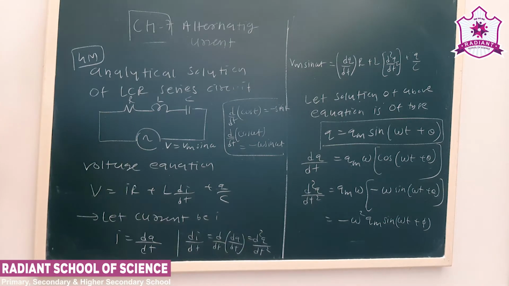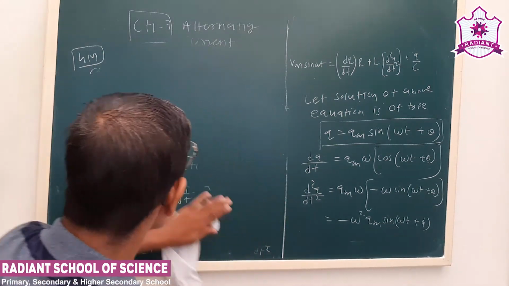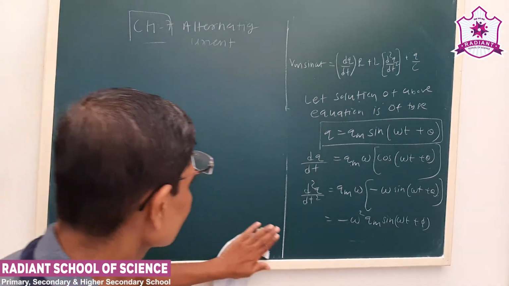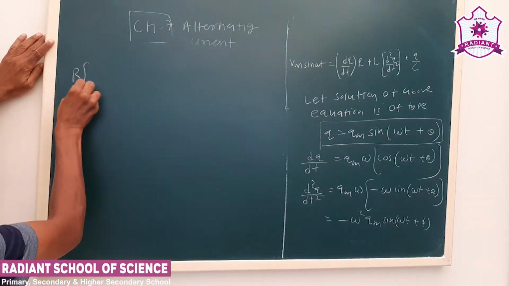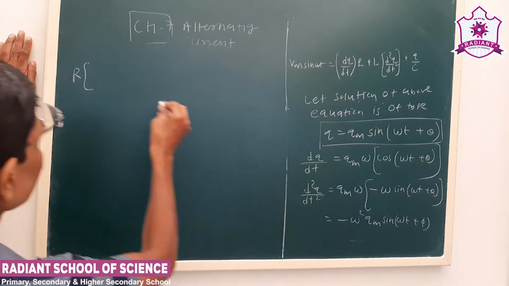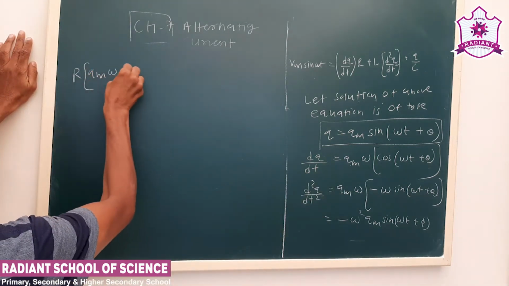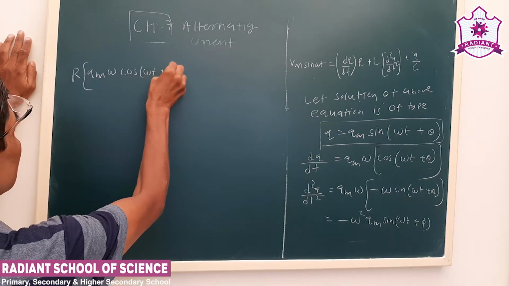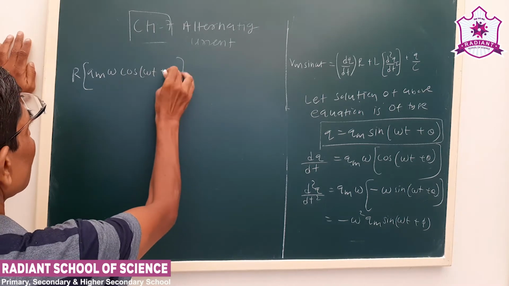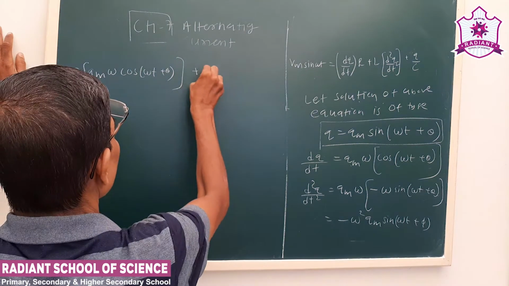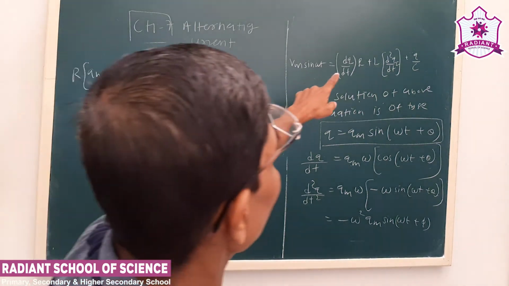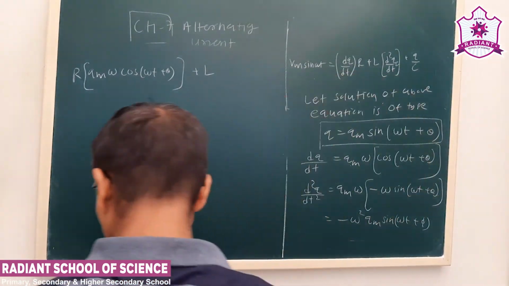Now we substitute this value in our equation. This is R into dq by dt. dq by dt is how much? Qm omega cos(omega t plus phi), plus L d square q by dt square.